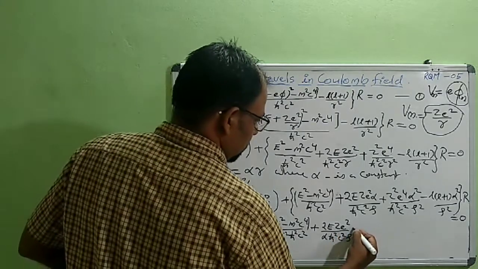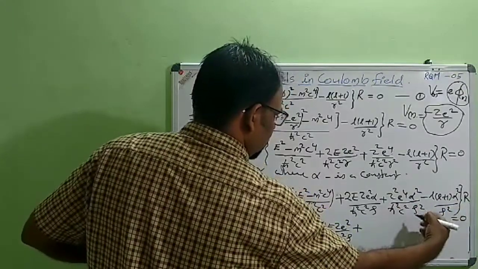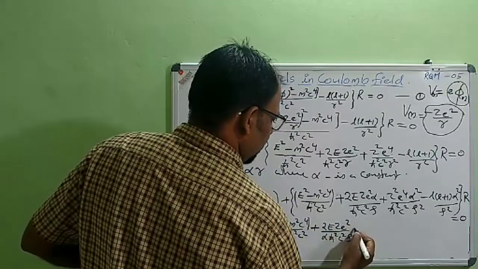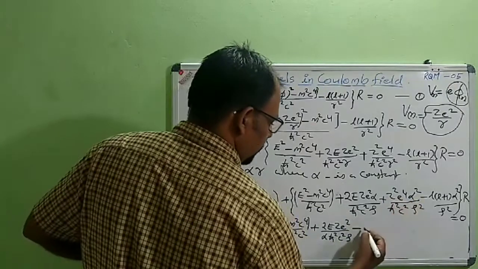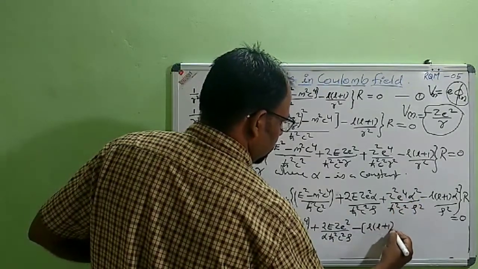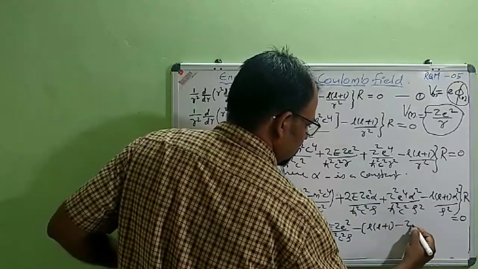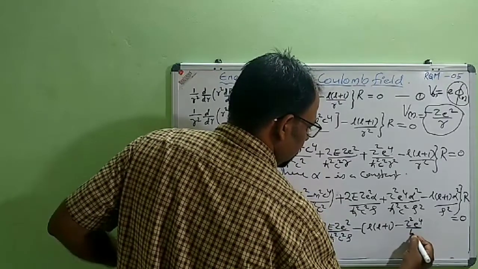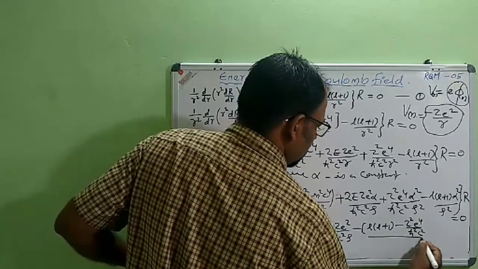then plus 1 by rho square I can take common from these terms, then I will be getting, I am taking minus, first minus of L into L plus 1 minus z square e raised to 4 by h bar square c square by rho square.